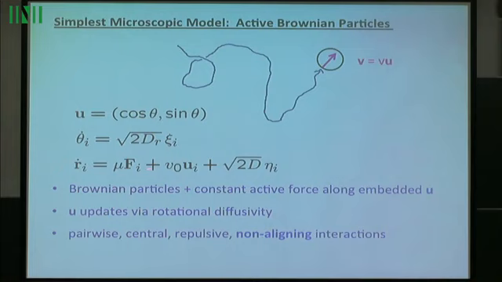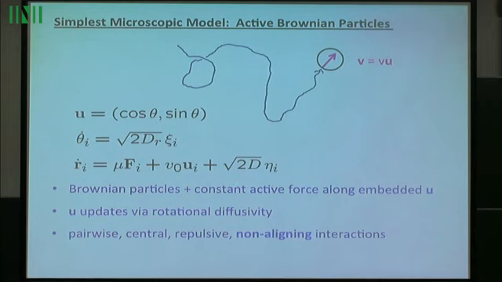force term F if there are forces from the exterior, with the ordinary mobility mu. There's this self-propulsion term, which we think of as effectively an honorary external force, but note that it does not stem from a potential in more than one dimension, because this direction here is path dependent and rotating, and translational noise as well. So I can think of that as Brownian particles with this constant active force along the embedded u.